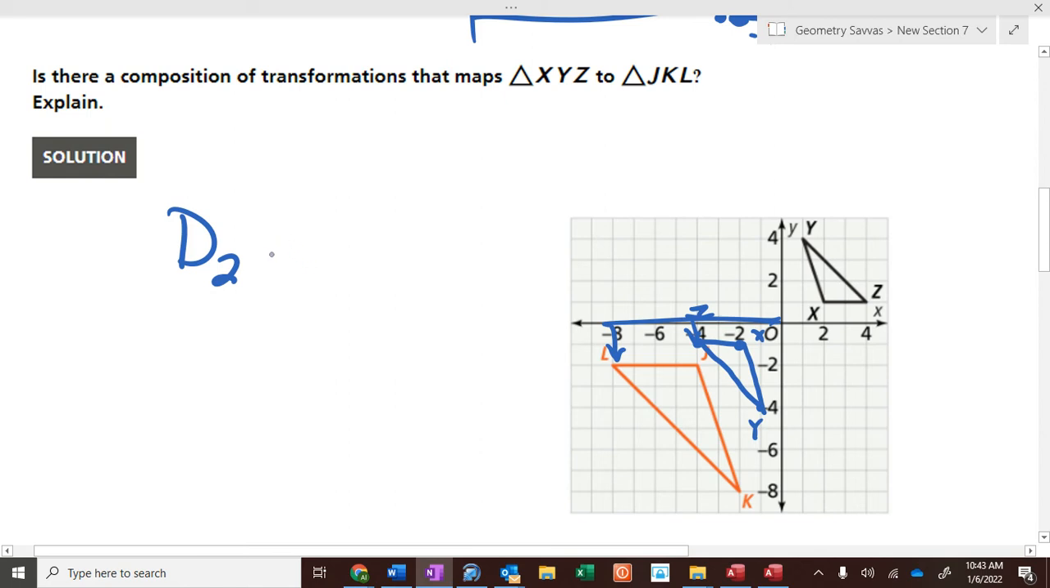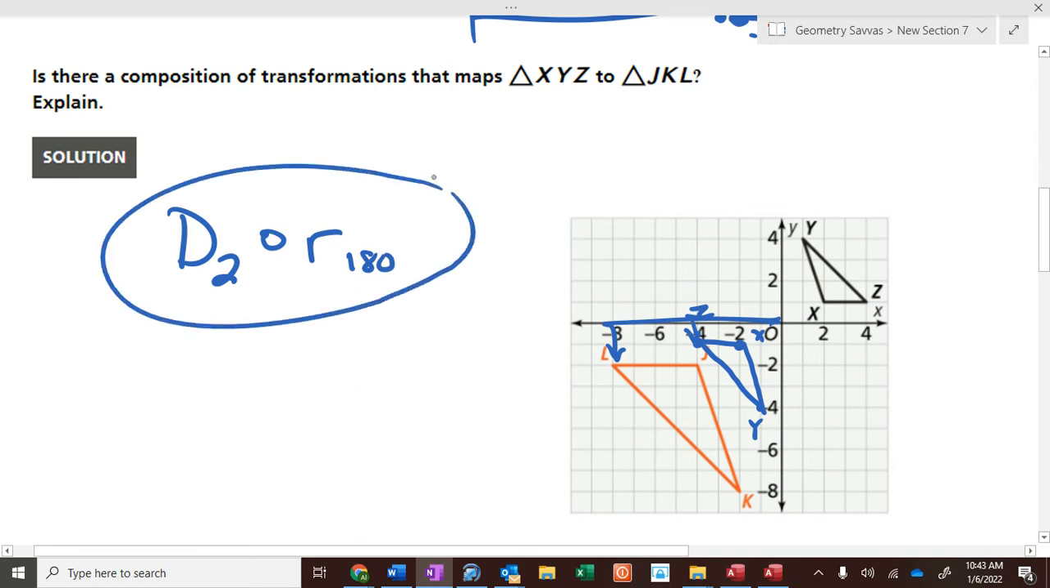And then before that, we rotated how much? How many degrees? 180 degrees. That's the composition of transformations we just did to go from there to there.